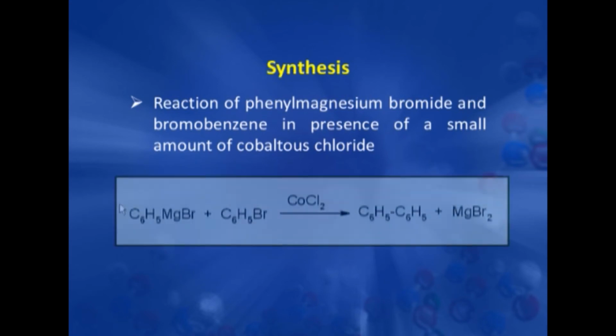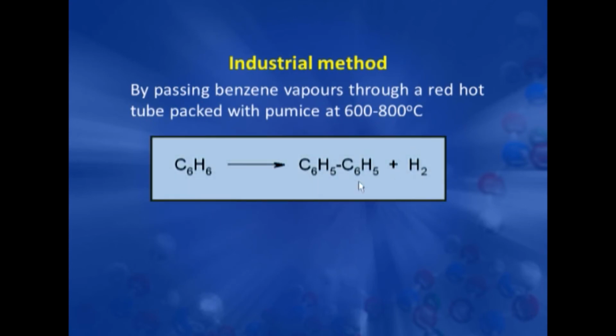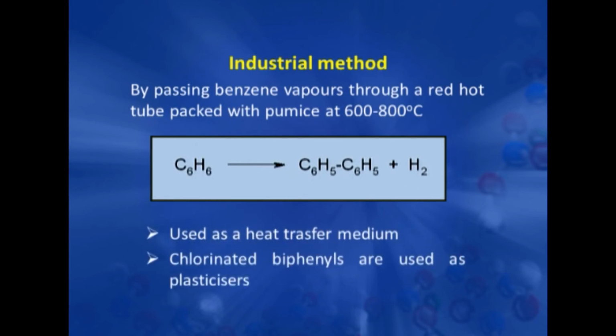Now, the next preparation is via Grignard reagent. So, phenyl magnesium bromide is taken, then it reacts with bromobenzene in the presence of cobaltous chloride to give biphenyl. Now, the industrial method. If we pass benzene vapors through a red hot tube at 600 to 800 degrees C, then there is a production of biphenyl. These biphenyls have major use as a heat transfer medium, and chlorinated biphenyls are used as plasticizers commercially.